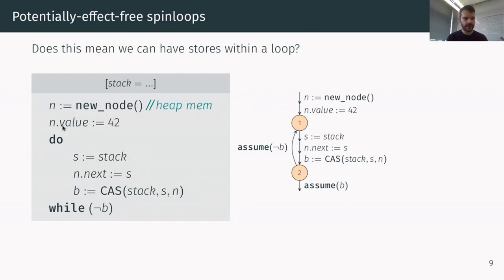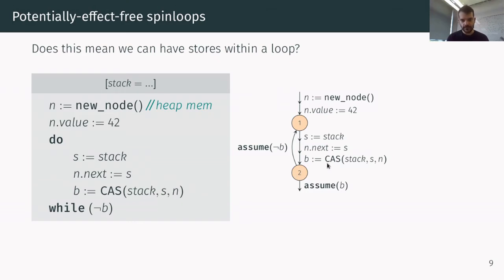It assigns a new value to this node. Then it reads the old top of the stack, changes the next pointer of our new node to point to the old top, and then it tries to change the top of the stack, if it hasn't changed in the meantime, to our newly created node. Of course, if this fails, then it just repeats this procedure. And here's the condensed control flow graph for this program. Now, this is our loop. And in this case here, this cas poses no issue, because we know that if we get back there, back to node 1, this assume says that the cas will have failed.